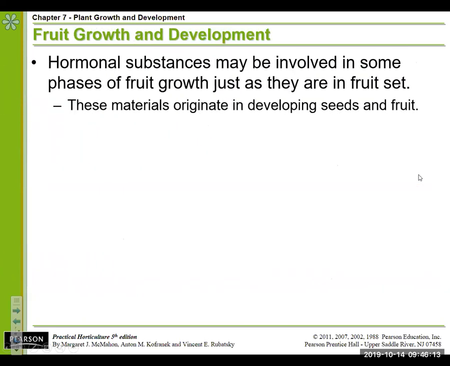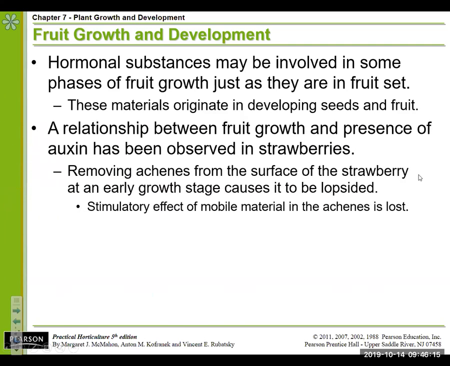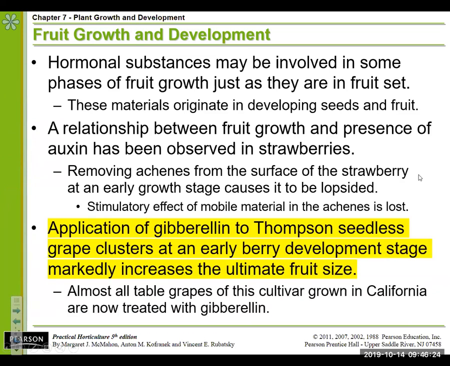So using some of these hormones in actually growing the fruit as well as just getting fruit to set. One of the best examples of that is using gibberellin, and they use this on many different varieties of grapes, but the classic example is the Thompson seedless grape clusters.